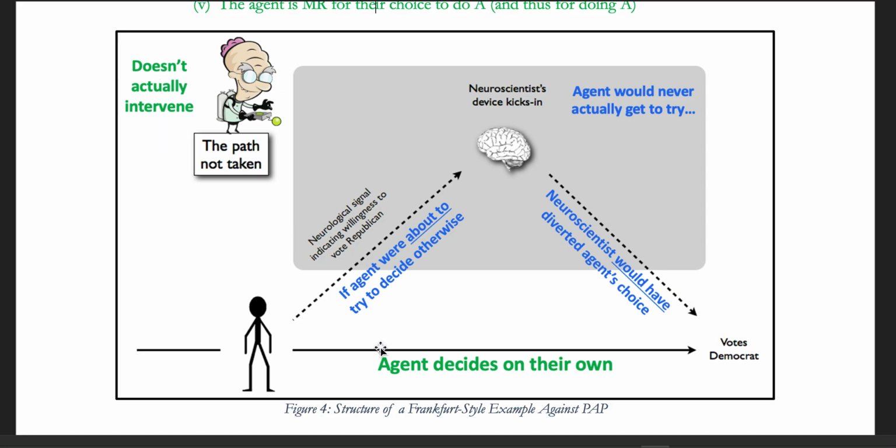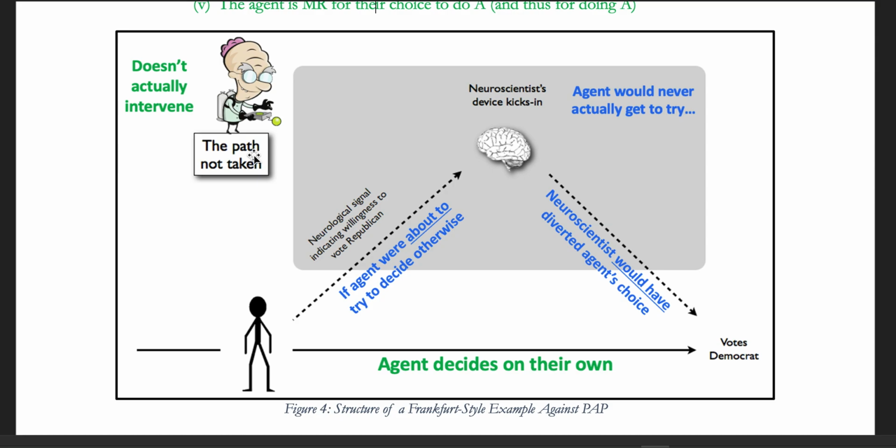But in the green is the actual scenario, green for go. This is what happens. The agent just decides on their own to vote Democrat. They don't try to do otherwise. They're not even about to try to do otherwise. They simply want to vote Democrat, and they do. And so the counterfactual intervener doesn't actually intervene.